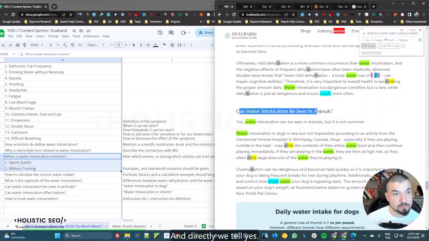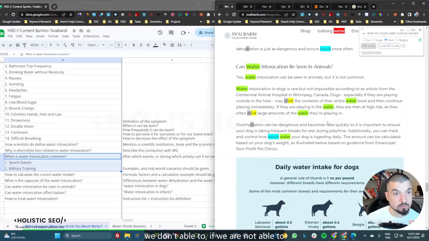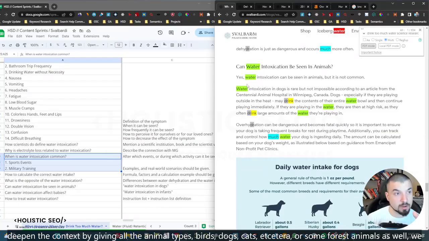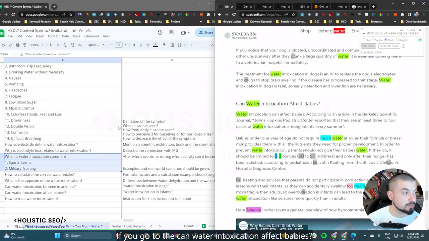And can water intoxication be seen in animals? And directly we say yes. Then we also use the same modality as you see here too. And we have different types of animals too, because if we are not able to deepen the context by giving all the animal types, birds, dogs, cats, etc., or some forest animals as well, we want to give the most representative ones. In this case, the most representative animals are usually the pets, which are dogs and cats, and we are using especially them to be able to explain these contexts there as well.